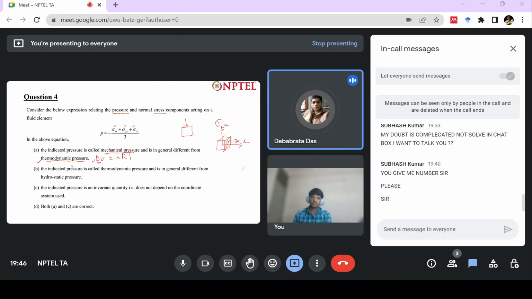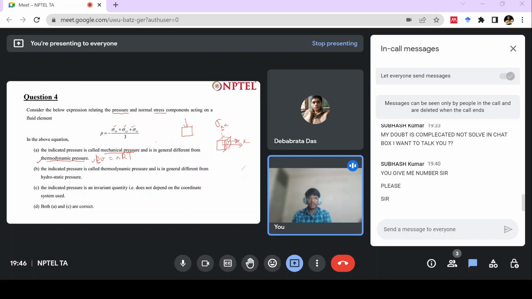It's a mechanical pressure. This is mechanical pressure. Why? Because this is simply talking about force per unit area, nothing else. It is talking about normal force from all three directions. We are just averaging it, and finding out average compressive force per unit area on a small fluid area. So this is mechanical pressure.